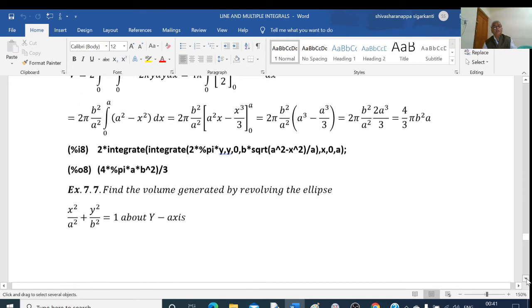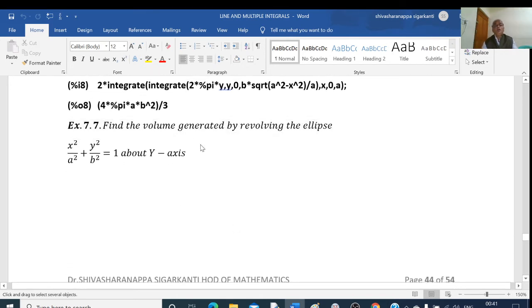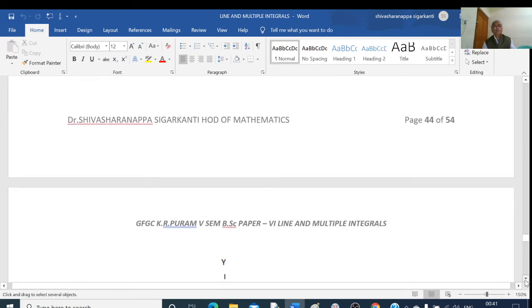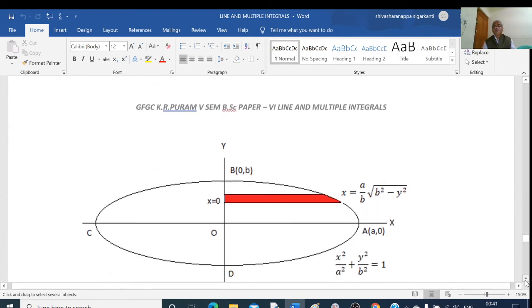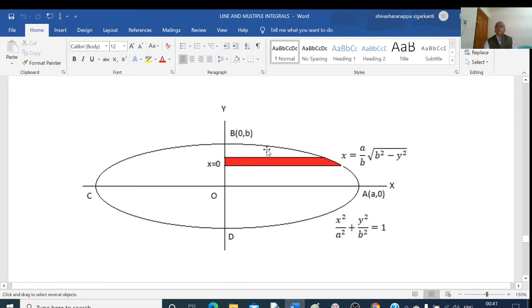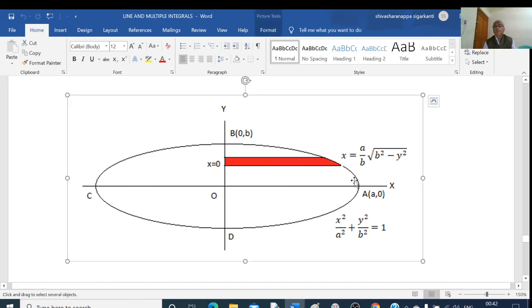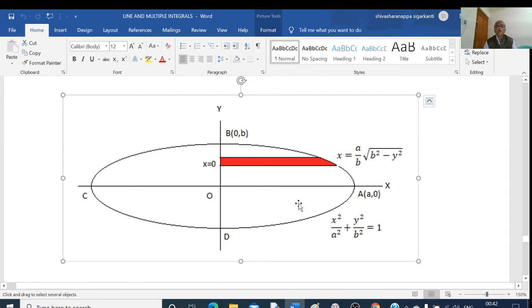Next, one more example. Find the volume generated by revolving the ellipse x square by a square plus y square by b square equal to 1 about the y-axis. Okay, about the y-axis. See, this is our x square by a square plus y square by b square equal to 1, and if this rotates around the y-axis, this is the curve BAD rotating around the y-axis.